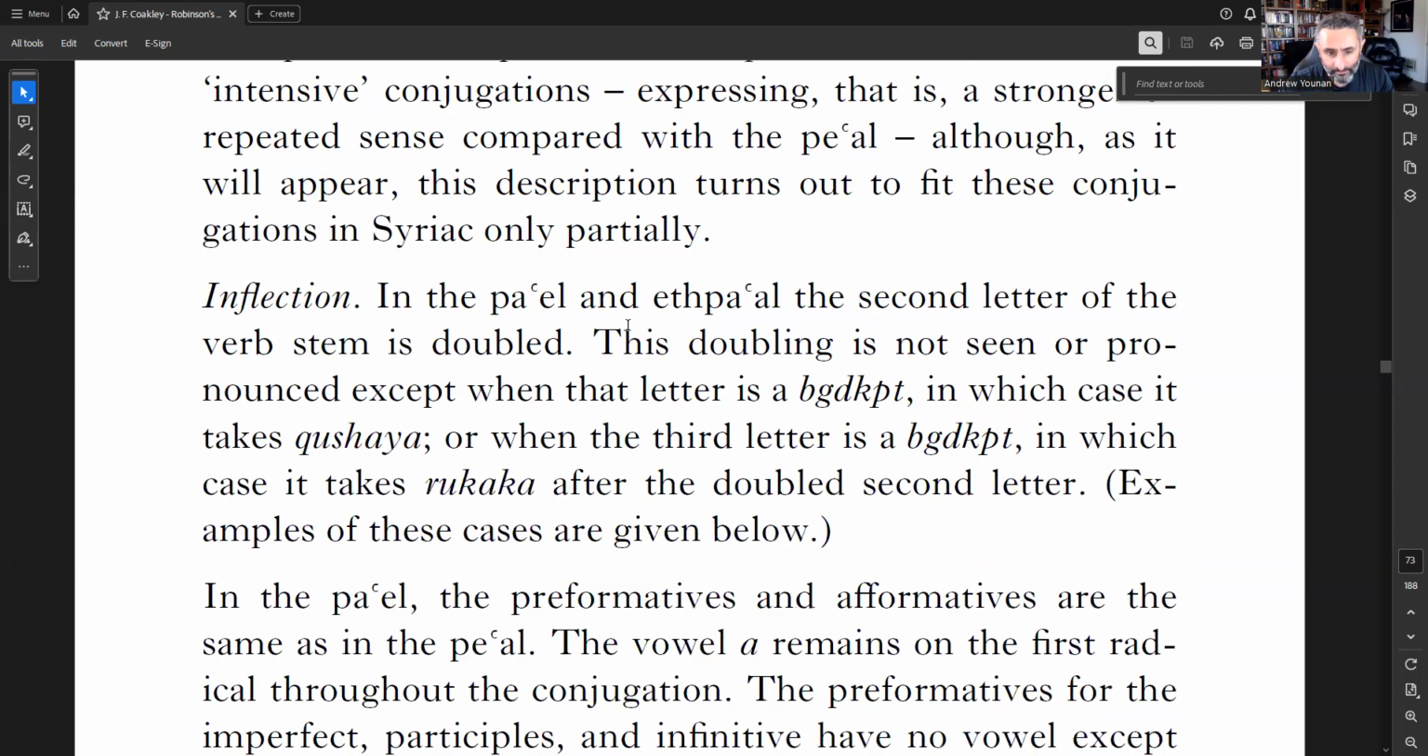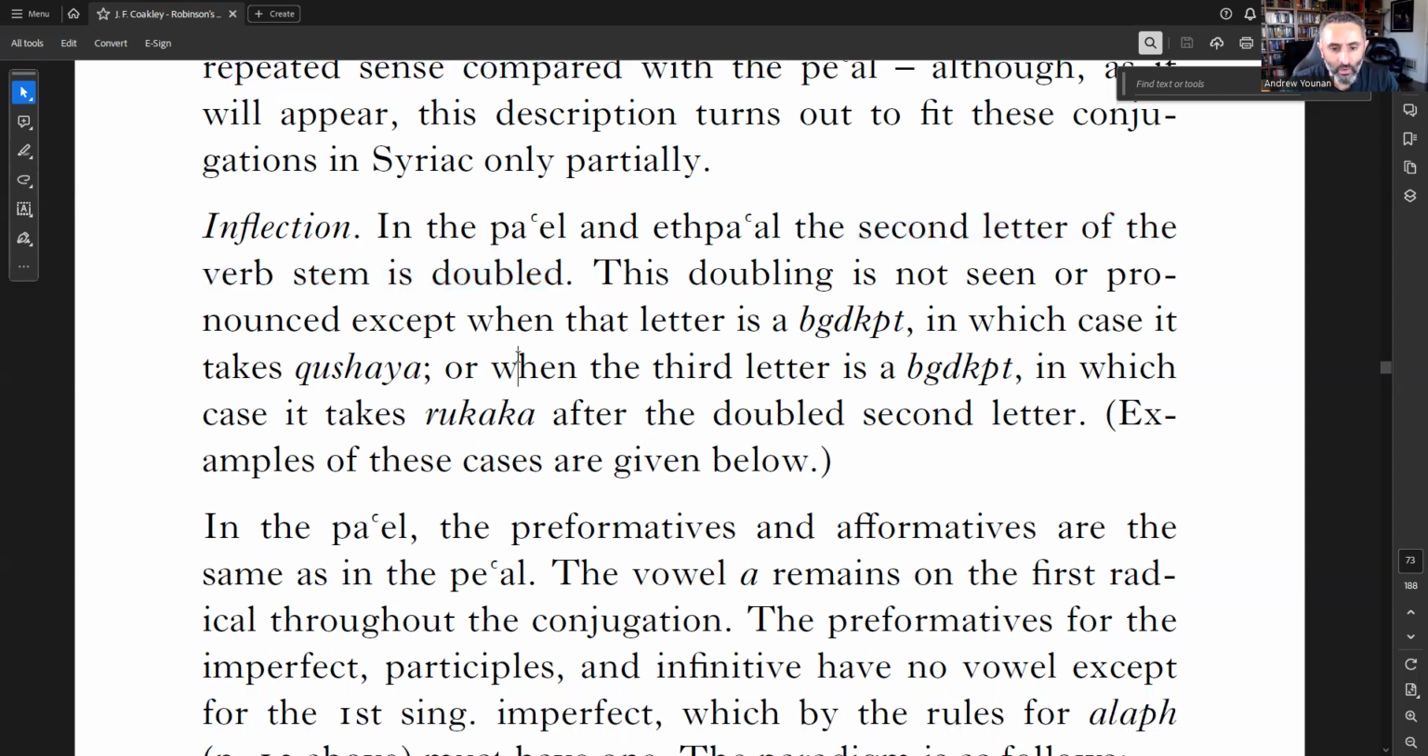Okay, inflection. In the pa'al and ithpa'al, the second letter of the verb stem is doubled. That's long story short. The second letter of the root is doubled. Qattal. This doubling is not seen or pronounced except when that letter is this, in which case it takes a qushaya. Again, don't worry about that. Or when the third letter is this, in which case it takes a rukakhat. Again, ignore this. This is irrelevant.